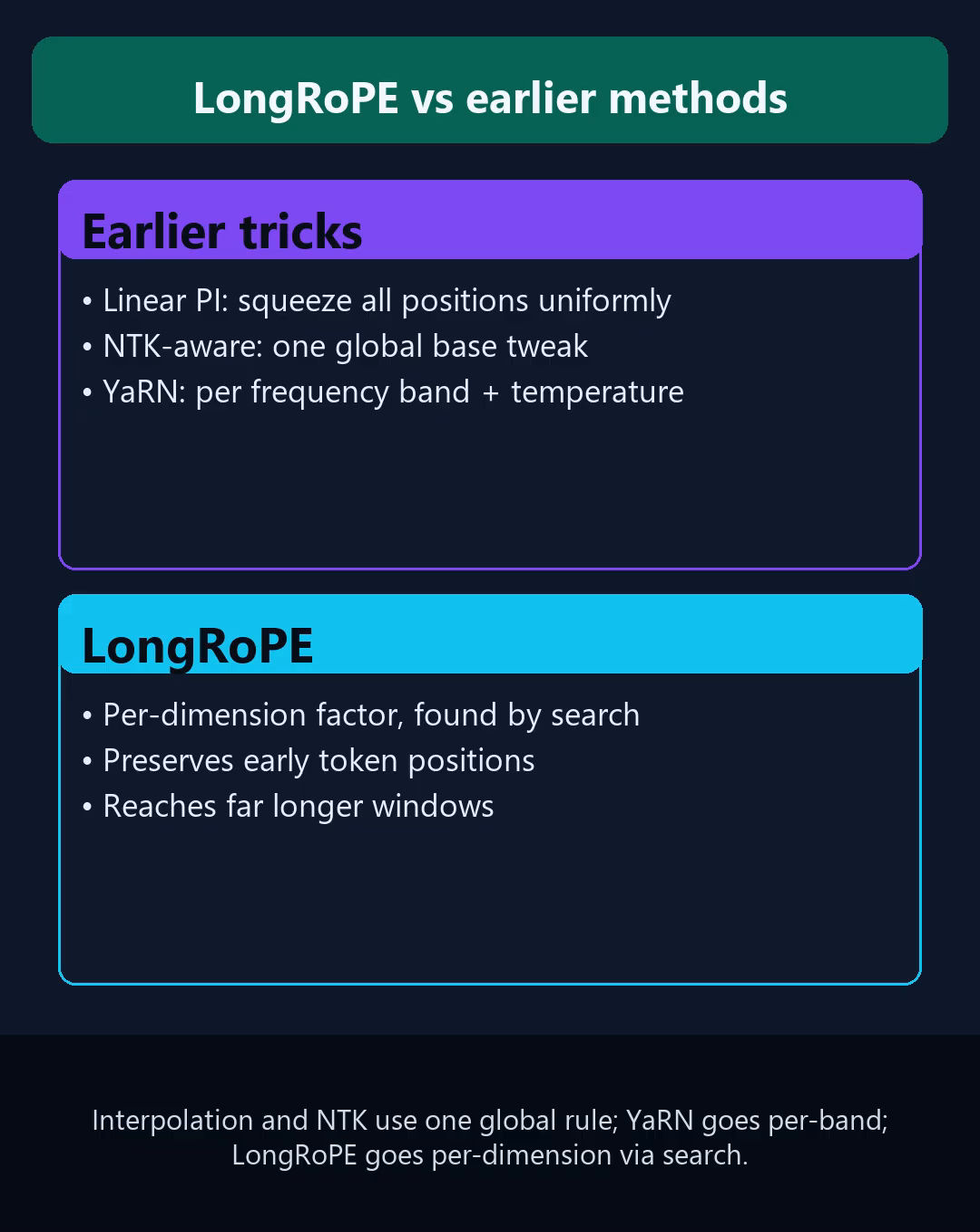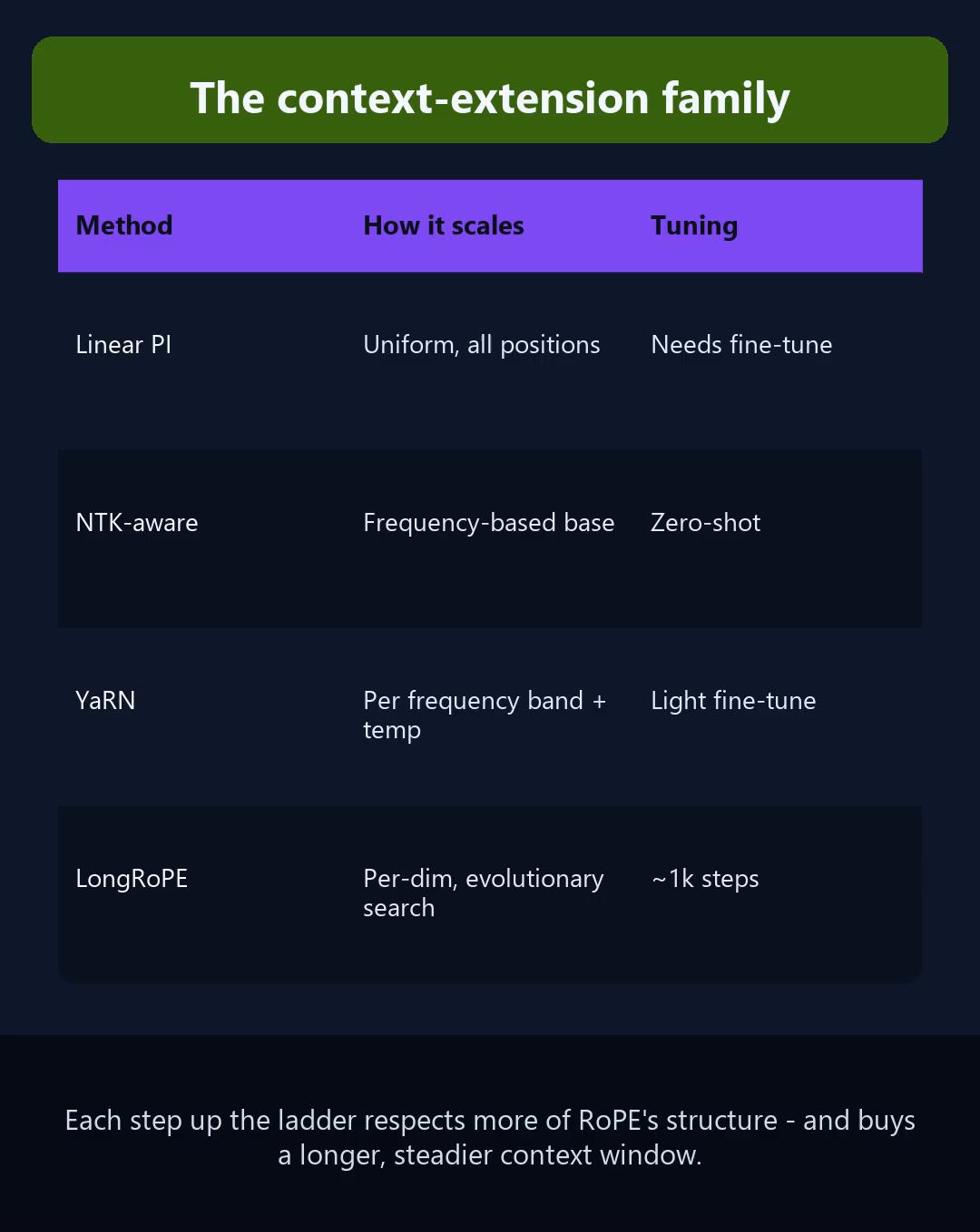How is this different from earlier tricks? Linear position interpolation squeezes all positions uniformly and ignores that dimensions differ. NTK-aware scaling adjusts the base frequency, but is still one global rule. YaRN improves things by treating frequency bands differently and correcting attention temperature. LongRoPE goes further: a fine-grained per-dimension factor found by search, plus preserved early tokens, which is why it reaches far longer windows.